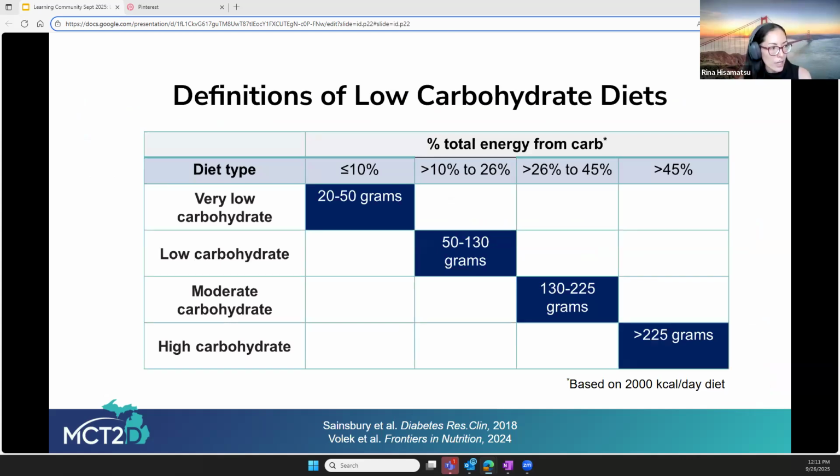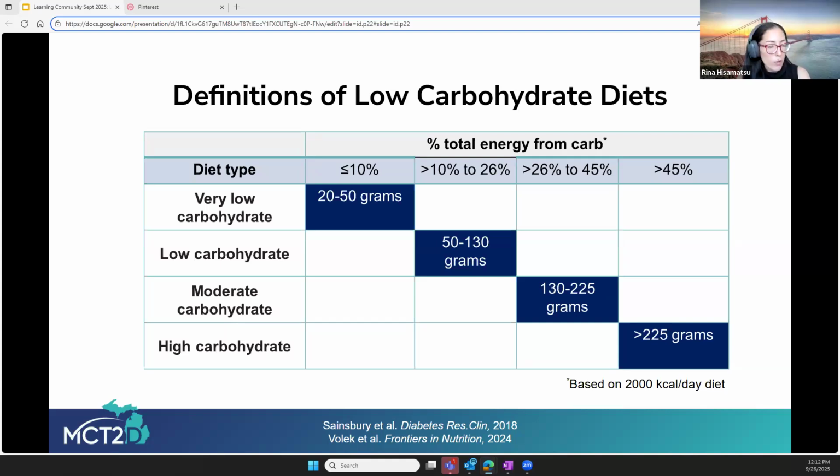All right, so now let's go into some of the definitions of low carbohydrate eating patterns. So on a standard diet here in the US, people typically will consume an average of 250 to 300 grams of total carbohydrates a day. That's generally greater than about 45% of energy intake.